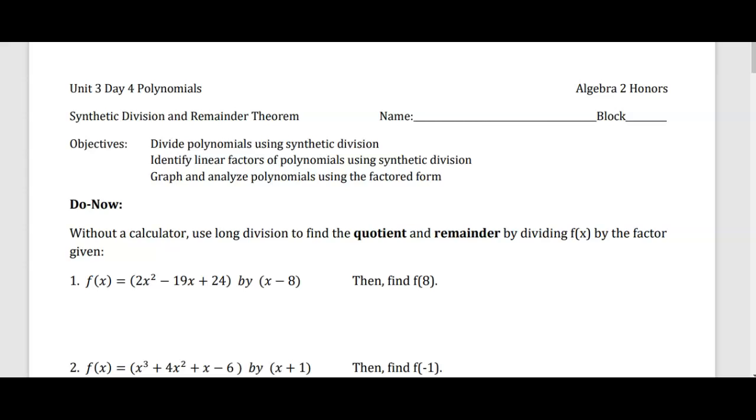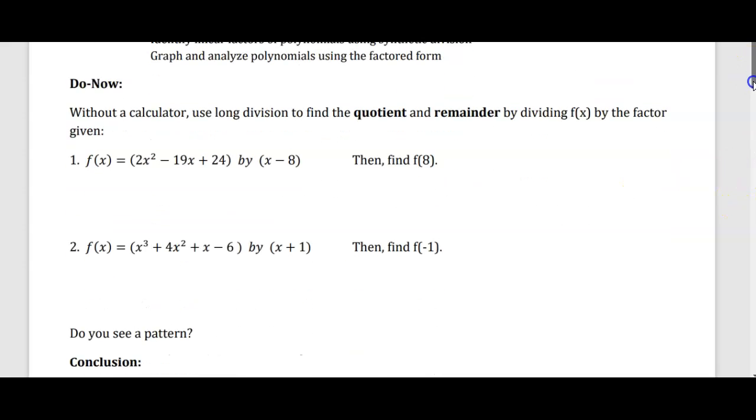So what we're going to be doing today is learning how to divide polynomials with a little easier method called synthetic division, and we're also going to learn about what the remainder theorem is. So our objectives here, as I have listed, are dividing polynomials using synthetic division. We're going to identify linear factors of polynomials using synthetic division, and we're going to graph and analyze polynomials using their factored form.